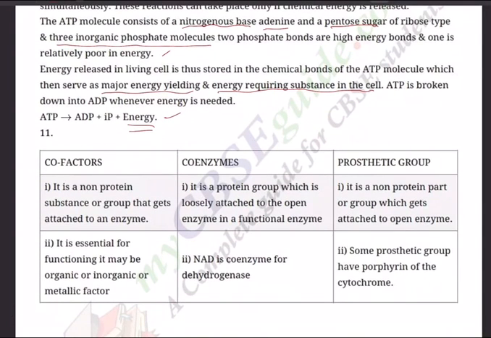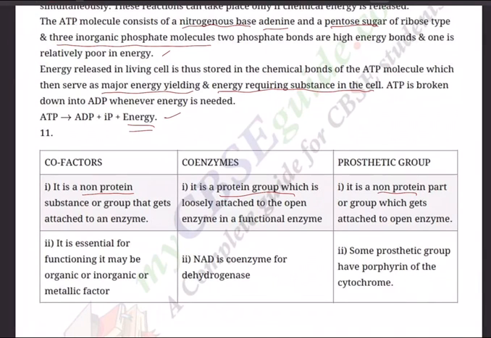Question number 11. Difference between cofactor, coenzyme and prosthetic group. Cofactor is a non-protein substance that gets attached to an enzyme. Whereas coenzyme, as the name itself says, is a protein group which is loosely attached to the apoenzyme, making a functional enzyme. Prosthetic group is a non-protein part which gets attached to the apoenzyme.